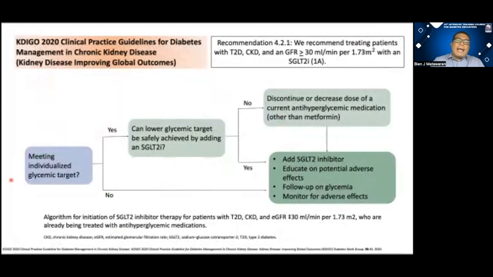So anytime, for example, your patient is on an anti-diabetic agent and has already reached the glycemic target, yes, but you can lower the glycemic target safely by adding an SGLT2 inhibitor, then you may have to discontinue one other drug just to make sure that you give the SGLT2 inhibitor. But for those who are not yet at target, make sure that you do add an SGLT2 inhibitor anytime you have a patient with CKD.